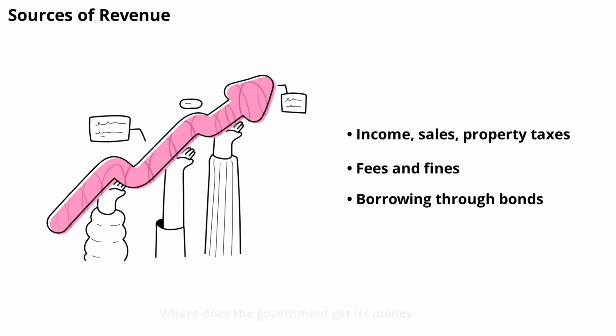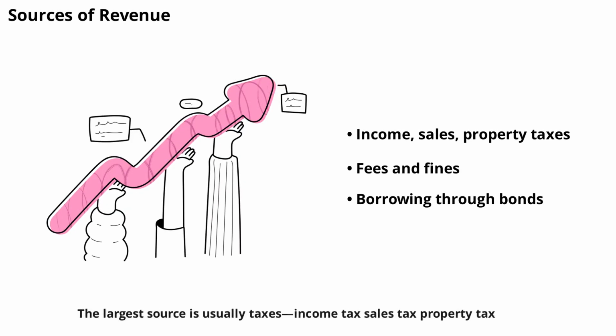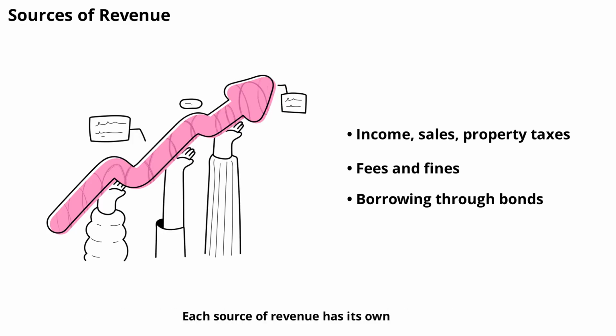Where does the government get its money? The largest source is usually taxes: income tax, sales tax, property tax, and corporate tax. Governments may also collect fees for services, fines for violations, and sometimes borrow money by issuing bonds. Each source of revenue has its own impact on the economy and on citizens. For example, higher income taxes might affect take-home pay, while sales taxes impact the cost of goods. Understanding these sources helps explain why governments make certain budget choices.